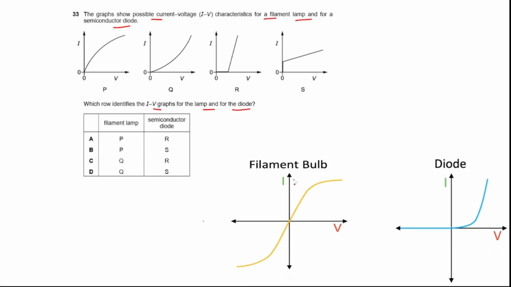For a filament lamp, this would be like a curve, and it is similar to the graph P. And for the diode, it's going to be a curve like this. So it starts from a non-zero V value and it extends. So it corresponds to the graph of R. So the filament lamp is P and the semiconductor is R. So the correct option is option A.